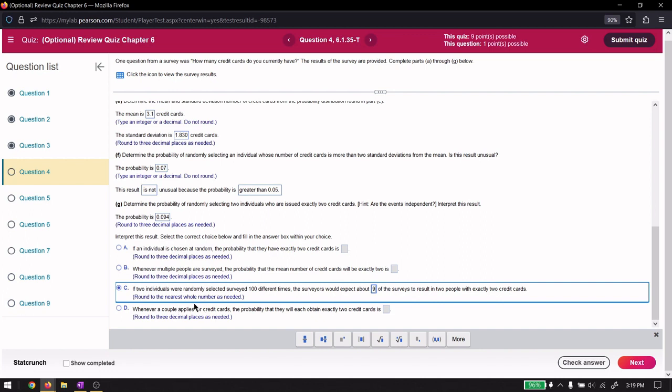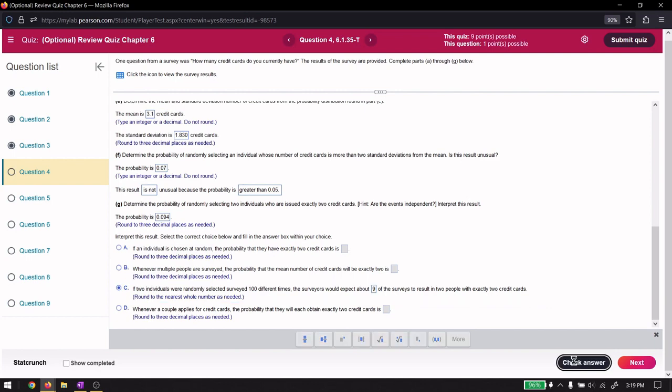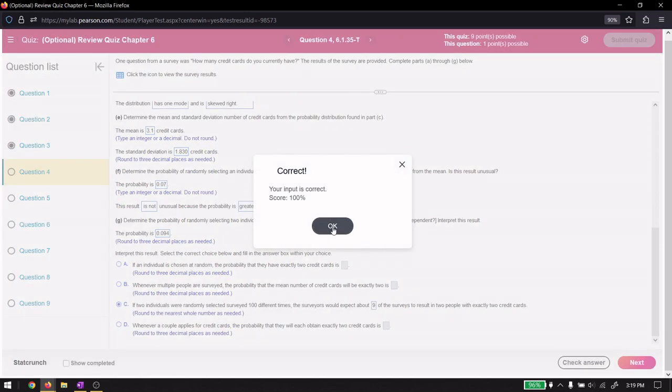Whenever a couple applies, no, there's nothing about a couple in here. In fact, if a couple applied, you'd think that would affect the probabilities of the events even greater. So, all right, let's check those answers. And those are all correct.